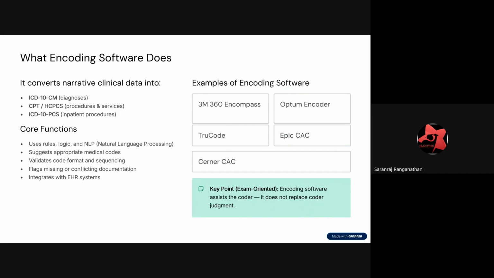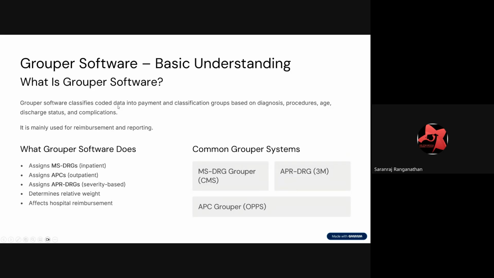Okay, so these are the different software, encoding software, which are used in encoding. Then the next one is grouper software, basic understanding. What is grouper software? This is also one type of software for payment purposes. This has been classified, and it is widely used in both inpatient and outpatient.